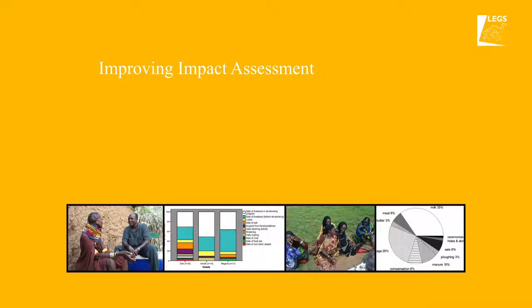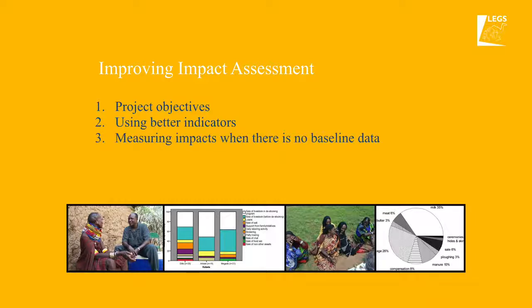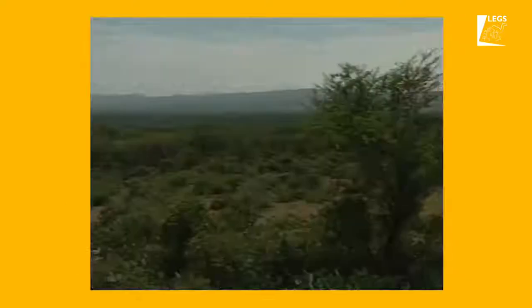There are many ways to improve the impact assessment of livestock projects, but this video will focus on 3 approaches which we've found to be especially useful. Project objectives: writing the project objectives in ways which clearly show the intended livelihoods impacts. Measuring livestock projects: using better indicators. Measuring impacts when there is no baseline data. The video will cover each of these 3 approaches in turn. So let's first look at how clear project objectives can help us to measure impact.